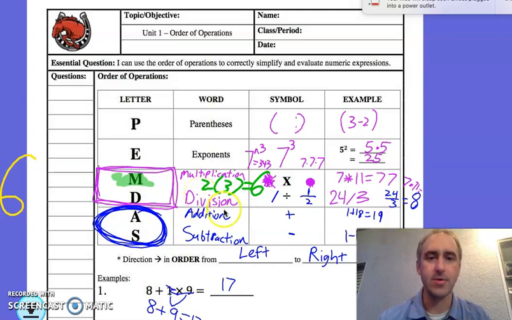One thing about exponents, remember that an exponent is this little number here, and it tells you how many times you're multiplying that number by itself. This 3 means 3 sevens. This 2 means 2 fives.